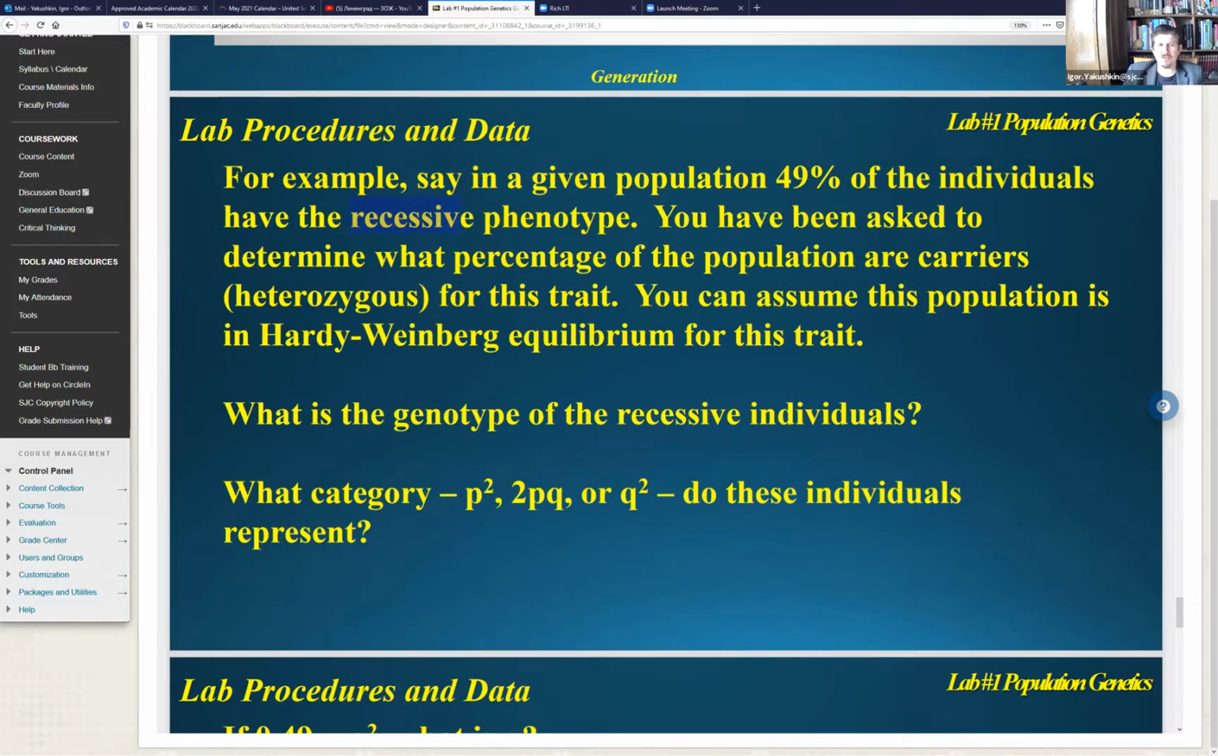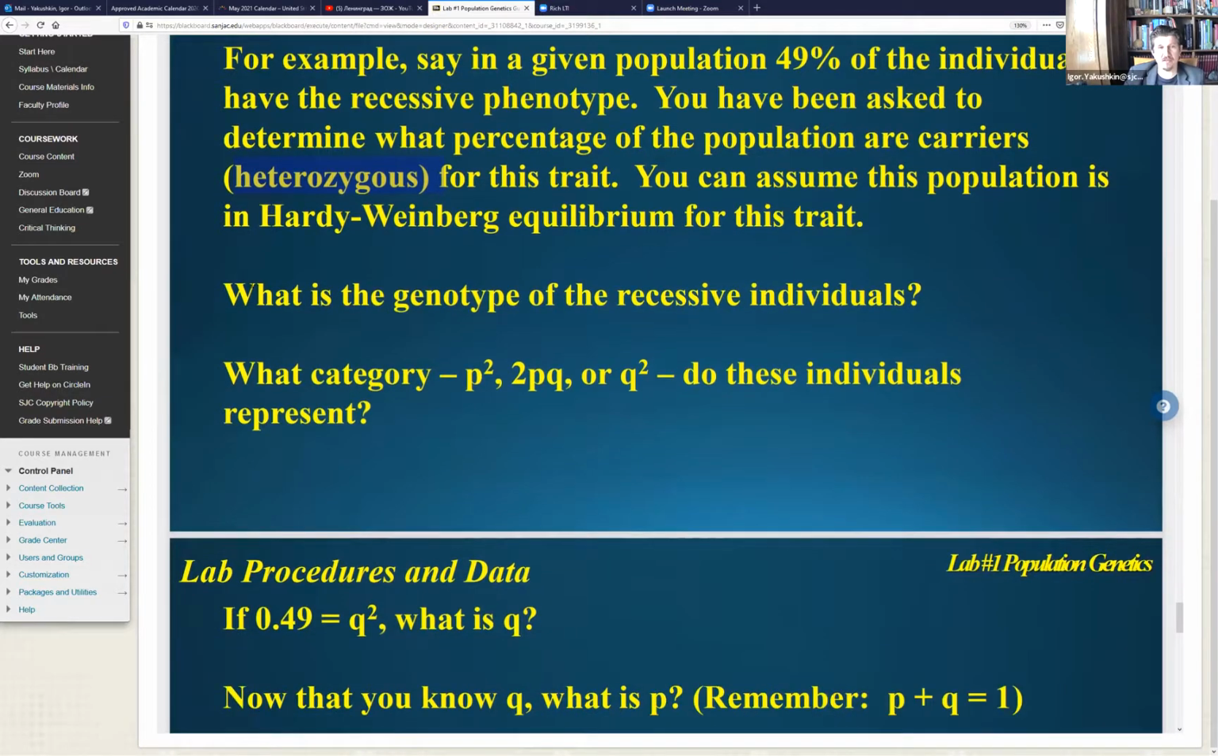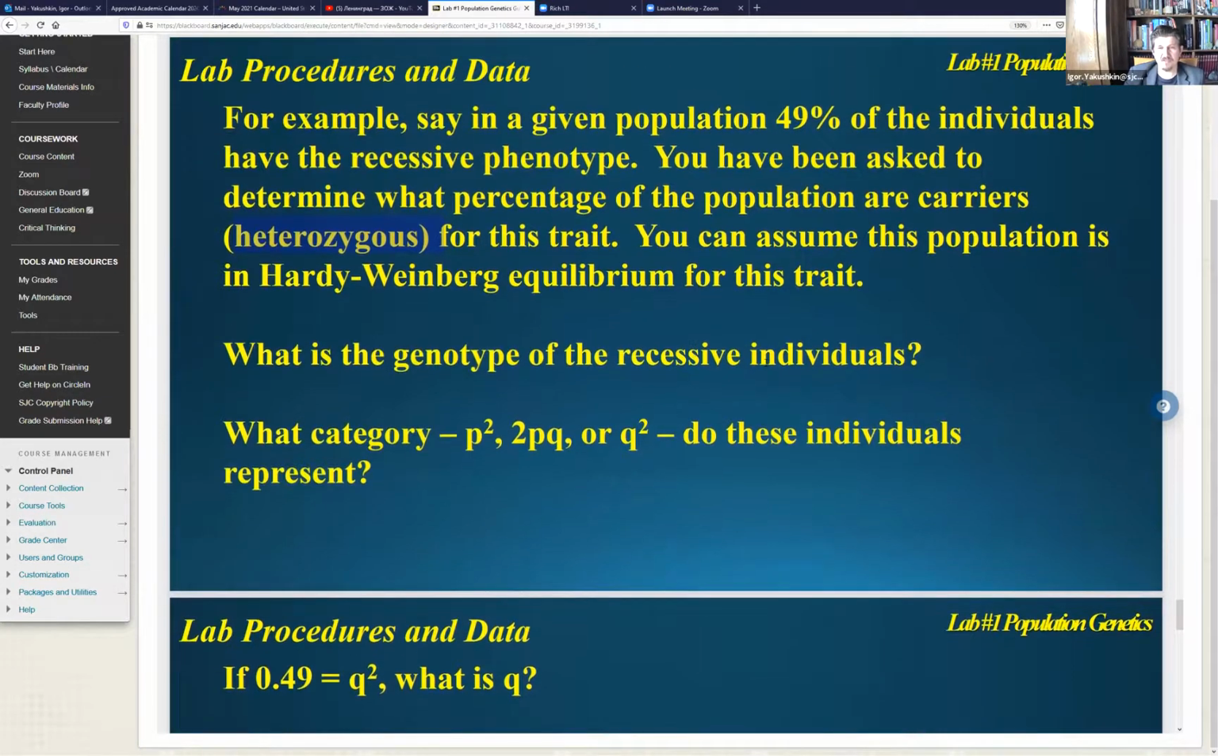You have been asked to determine what percentage of the population are carriers, heterozygous for this trait. You can assume that the population is in Hardy-Weinberg equilibrium. So in this particular case, what is the genotype of the recessive individuals? The genotype of the recessive individuals would be Q squared, all right?